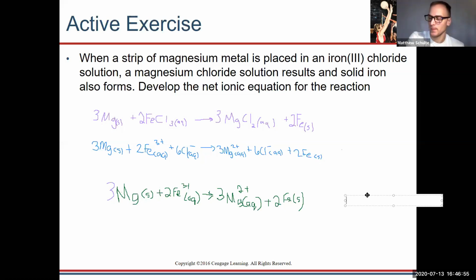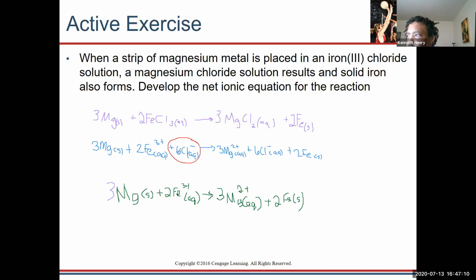Dr. Henry, will you just say that one more time? You said the spectator is Cl because it's on both sides, and what was the other reason? And also that it doesn't have a changed form. It's exactly the same form, right? So we have 6 Cl minus aq over here, and you have 6 Cl minus aq over here, right? If you look at the magnesium, you have 3 magnesium solid to 3 magnesium 2 plus ion, right? So that's changed. Okay, so it has to be exactly the same for it to be a spectator on both sides.